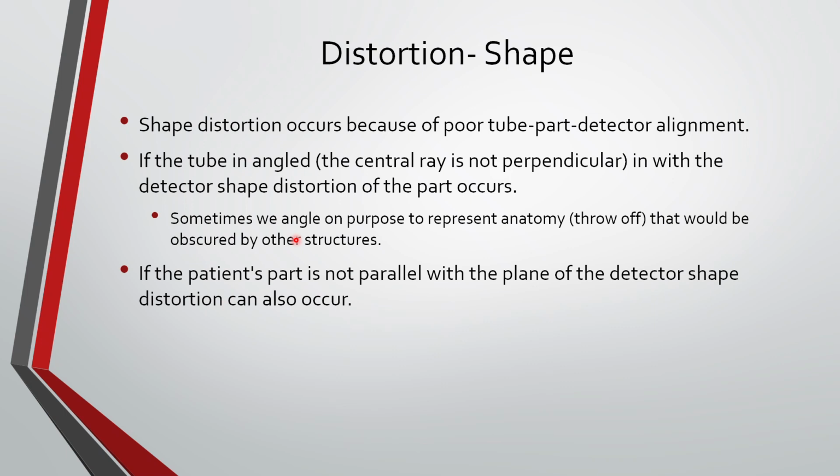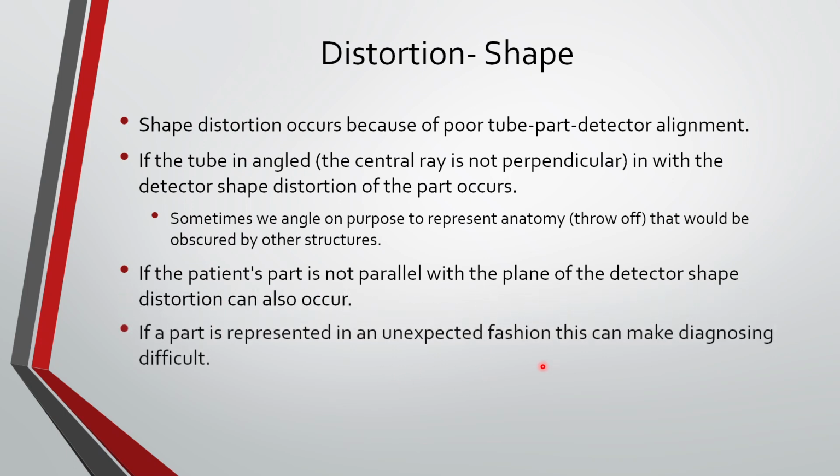If the patient's part is not parallel with the plane of the detector, so the patient's part is here, the detector's here, two parallel lines together, shape distortion can also occur. So it's not just the central ray, it's also the way the patient's positioned. If a part is represented in an unexpected fashion, this can make diagnosing difficult.